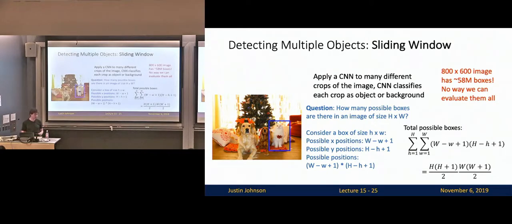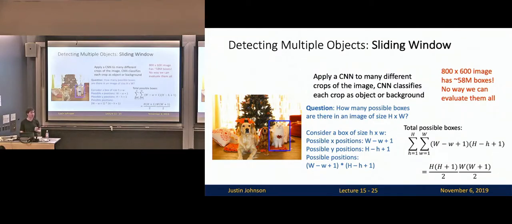Yeah, is there a question? Even if you could, wouldn't you be identifying the same cat over and over again for a small area? Yeah, the question is that even if you could do this and you had infinite compute, you'd probably end up identifying the same object over and over again with slightly offset windows.